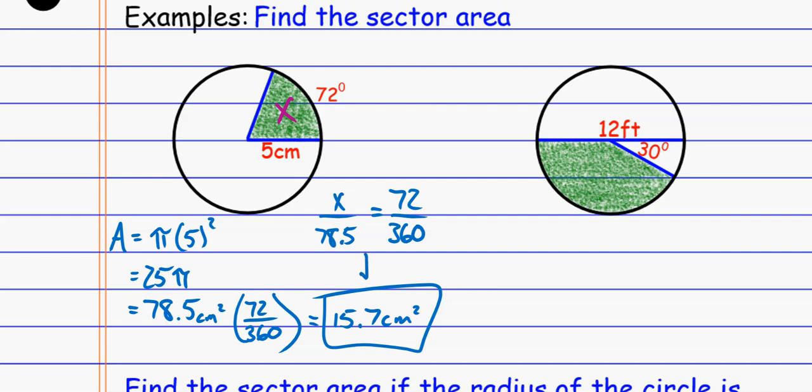If I cross multiply and solve, I get the same value, okay? So those are the two ways you can set up. Either way, you need the 72 over 360.